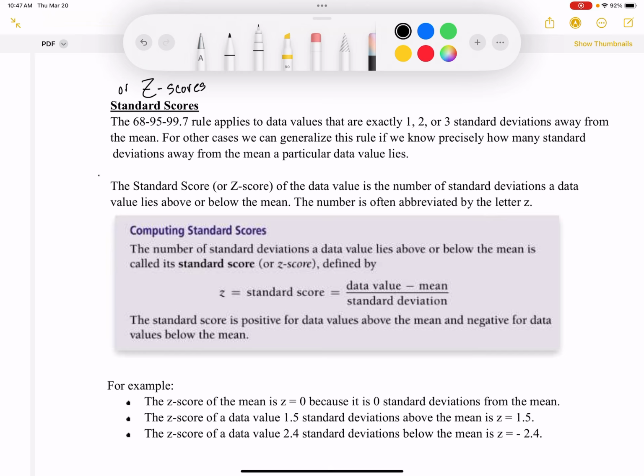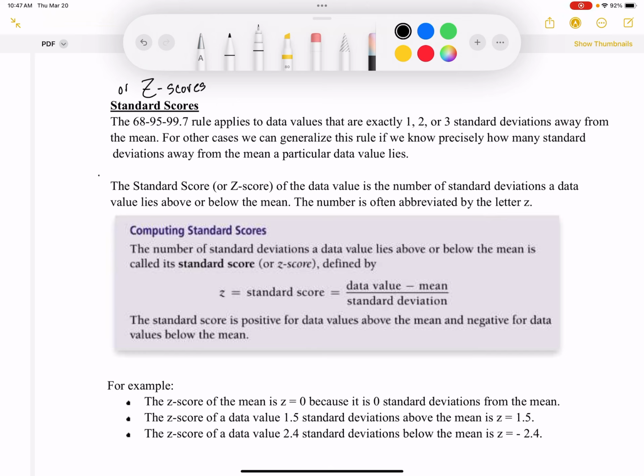All right, so the empirical rule, or the 68, 95, 99.7 rule, applies to the data values that are exactly 1, 2, or 3 standard deviations away from the mean. But what about when you have cases that don't necessarily fall 1, 2, or 3 standard deviations away from the mean? All right, that's where the Z-score stuff comes in.